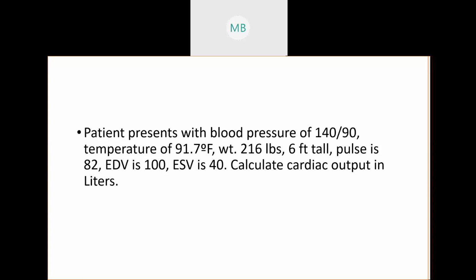You have a patient that presents to your doctor's office with a blood pressure of 140 over 90, a temperature of 91.7 degrees Fahrenheit. They weigh 216 pounds. They are 6 feet tall, have a pulse of 82, an EDV of 100, and an ESV of 40. Calculate their cardiac output in liters.